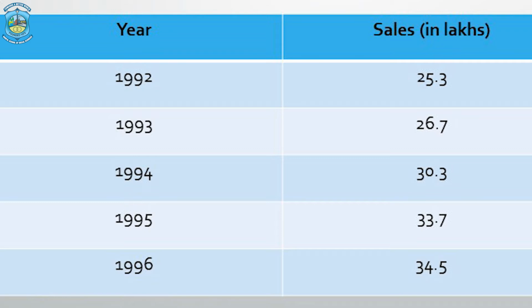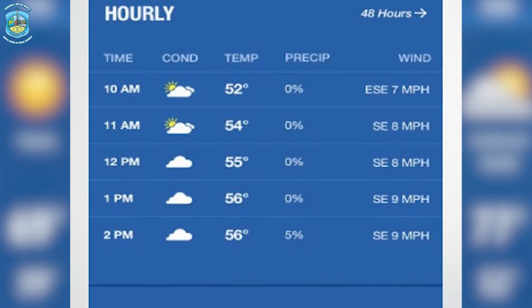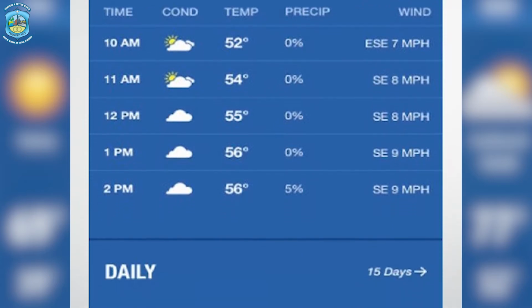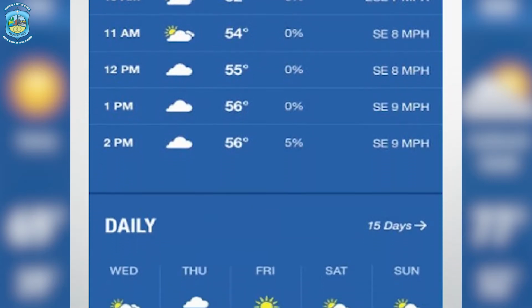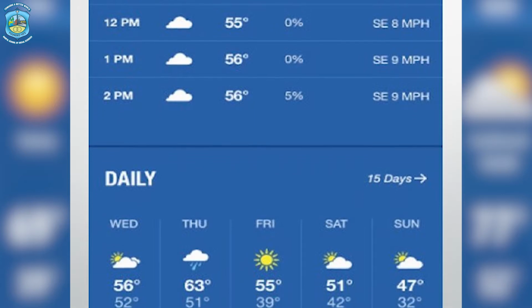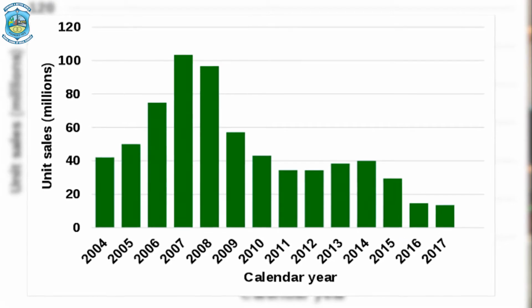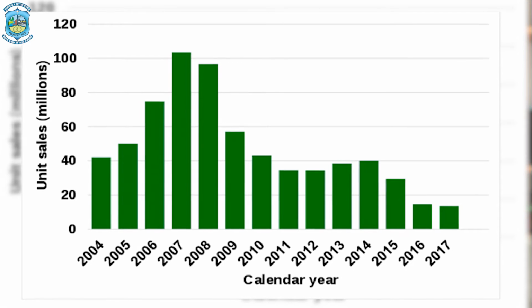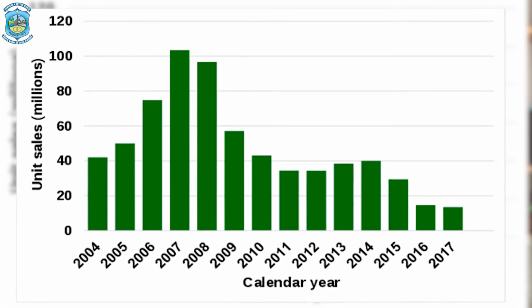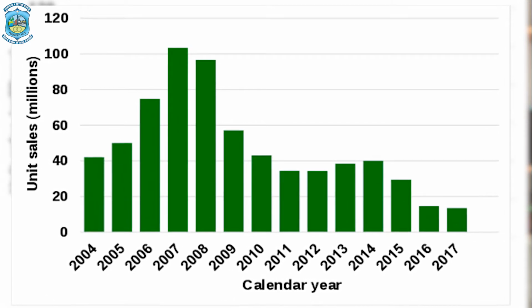A much more familiar time series is shown in this example, where you can see the data from a weather channel. It shows an hourly climatic condition, temperature, precipitation, and wind speed. It also shows a daily detail of the climate. This is a graphical representation of the time series data, where you can see the year and corresponding unit sales in millions represented by a bar graph.